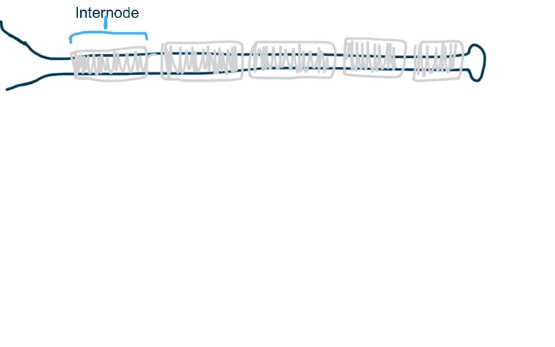Okay? And the part that is between the internodes, this section right here, that is a node of Ranvier. And we'll talk about the nodes of Ranvier in a moment because they're important for the way that a signal is propagated along a myelinated axon. Remember that it's faster on a myelinated axon. So let's go back and remind you that this here is the trigger zone.